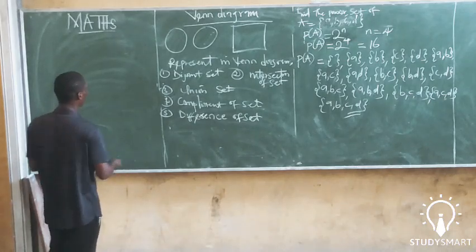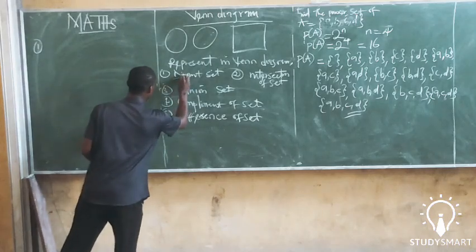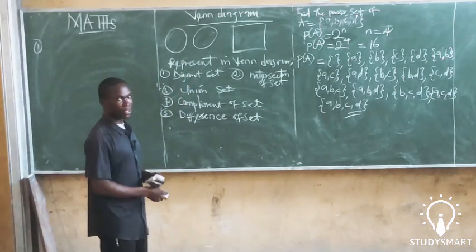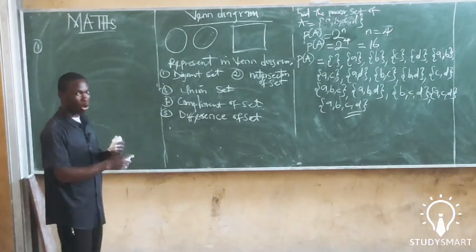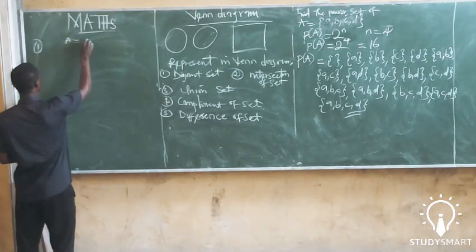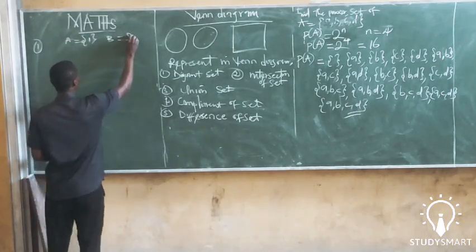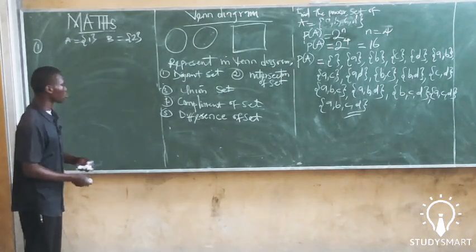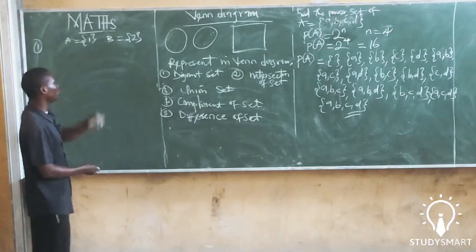Alright, the first one is the disjoint set. Don't forget, a disjoint set of A and B simply means that A and B have no elements in common. For example, if I have A equal to the set containing 1 and B equal to the set containing 2, this is actually a disjoint set because in A I don't have 2 and in B I don't have 1. So they have nothing in common.